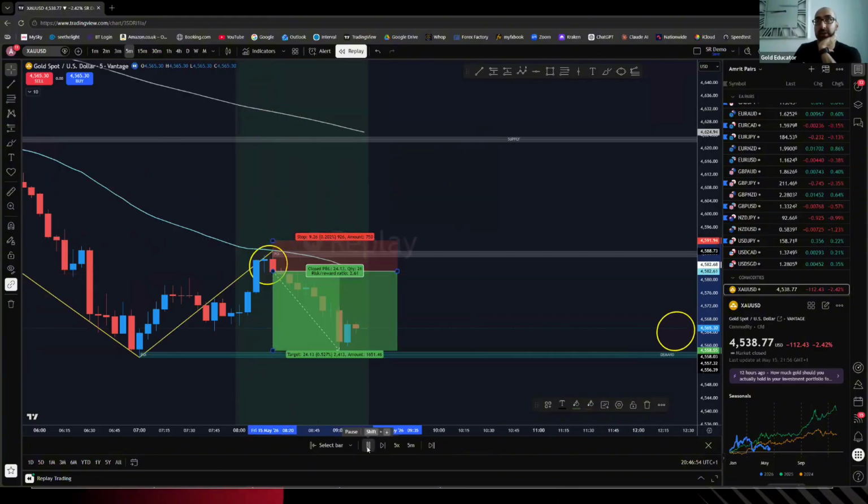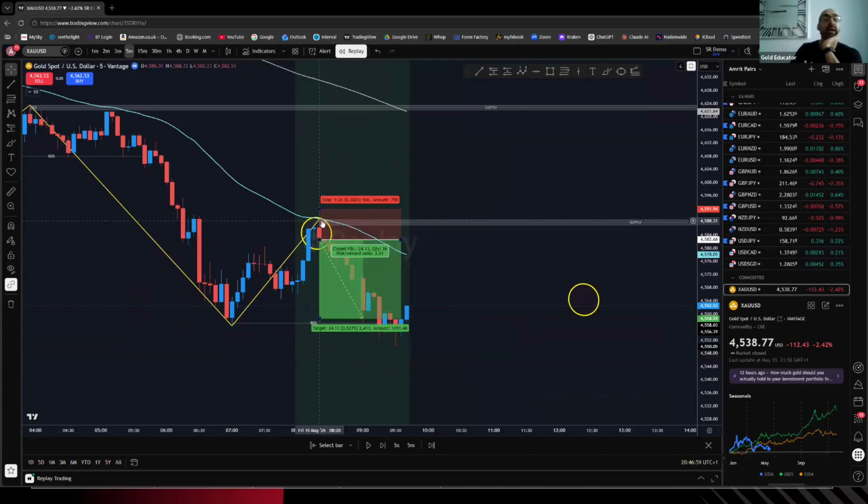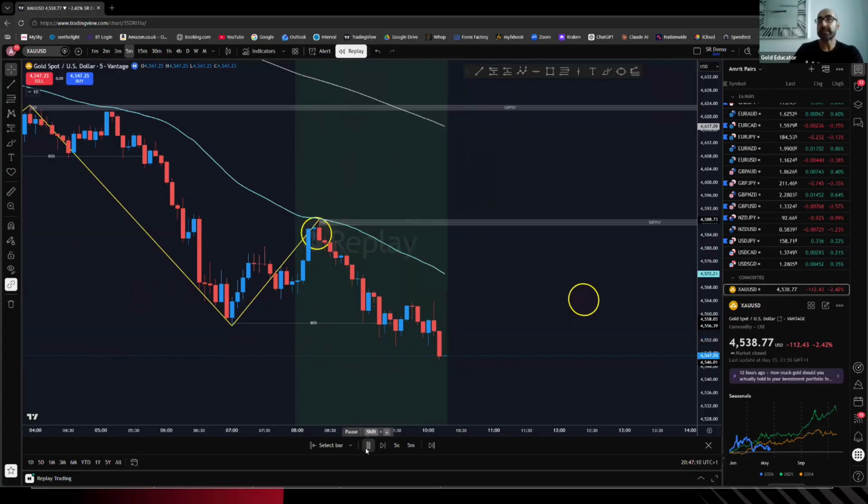So let's see if this played out, yes or no. It definitely hit 1-to-1. It hit our target. Bam. This is great, but remember we did not have our full confirmation because we did not have the 618 level. So this would have been a low risk trade, a B setup if anything. All right, so let's see what happens now.